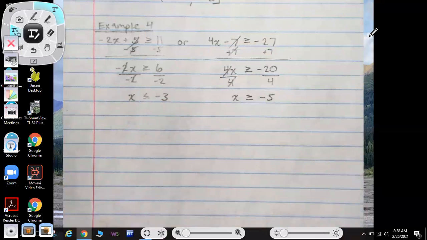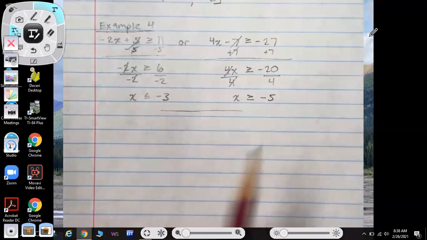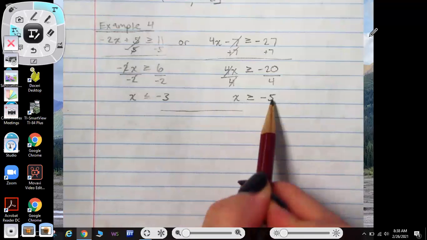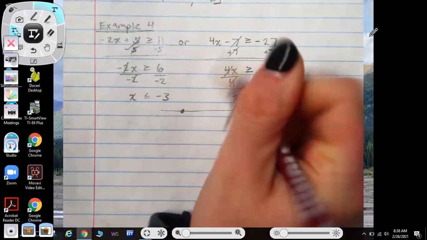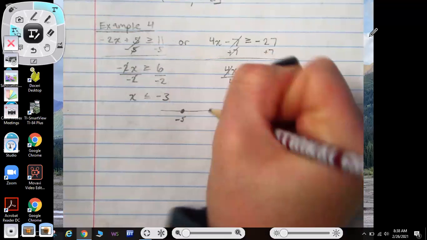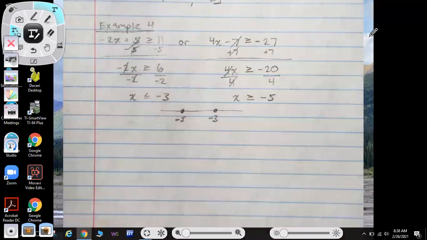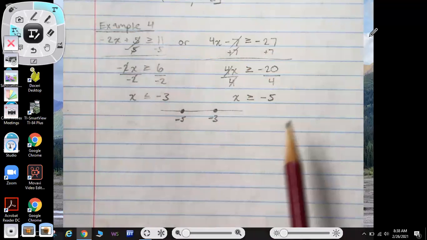Okay, now that we've solved both inequalities, we can draw our number line. Because both of our numbers are negative here, again, just be careful with the order that you put them in. The larger negative numbers are further left on a number line. So we've got a closed circle at -5, a closed circle at -3. Closed circles because we have the or equal to lines under our inequalities.